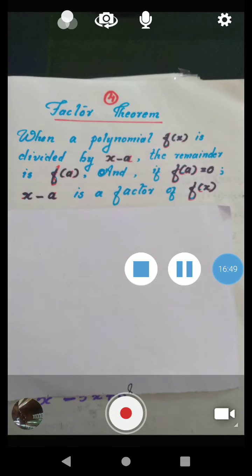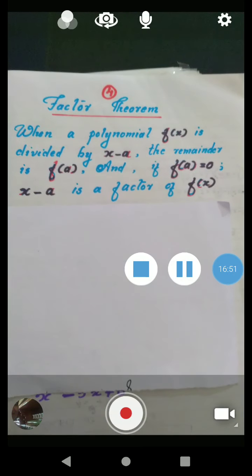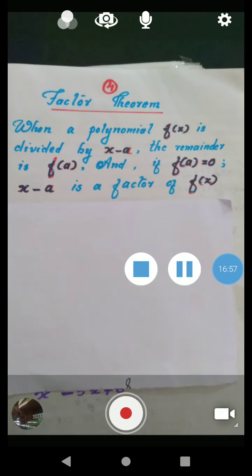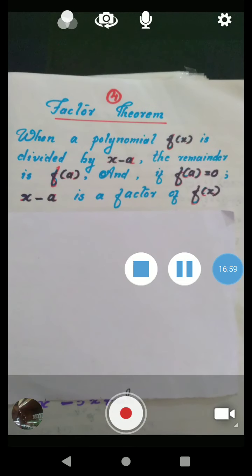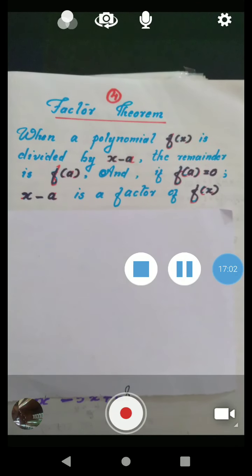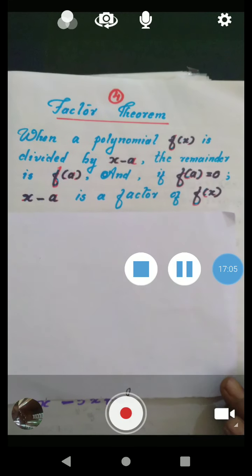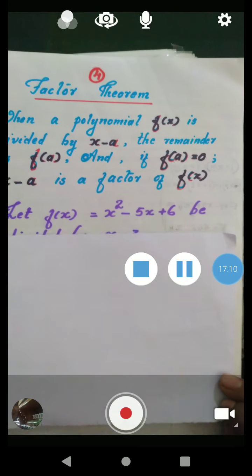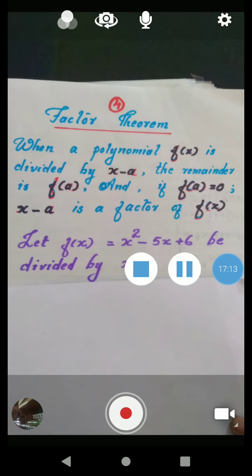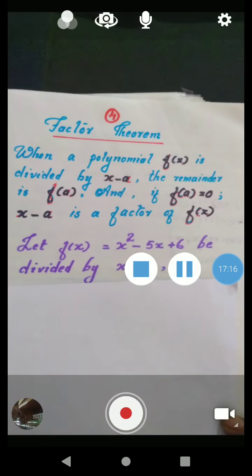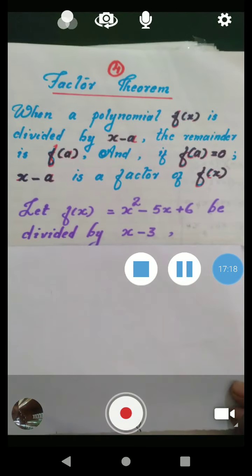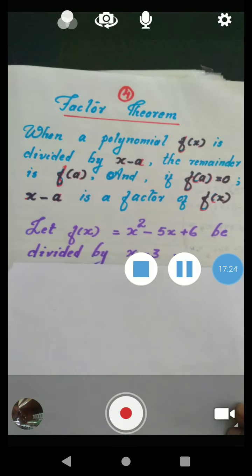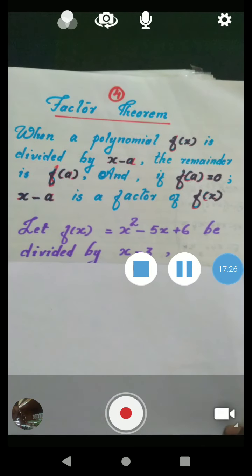When a polynomial f(x) is divided by x minus a, the remainder is f(a). And if f(a) is equal to 0, x minus a is a factor of f(x). Now we can see one example. Let f(x) is equal to x squared minus 5x plus 6, which is divided by x minus 3. We know the remainder is f(3). It's very clear. x minus 3 equal to 0.